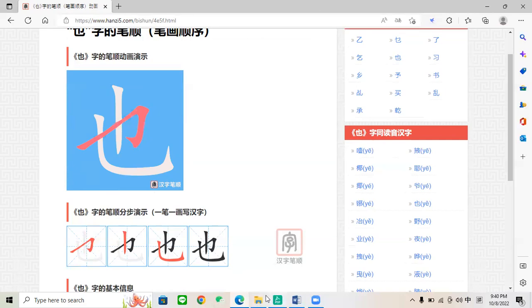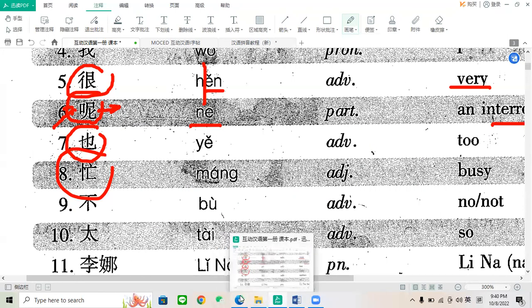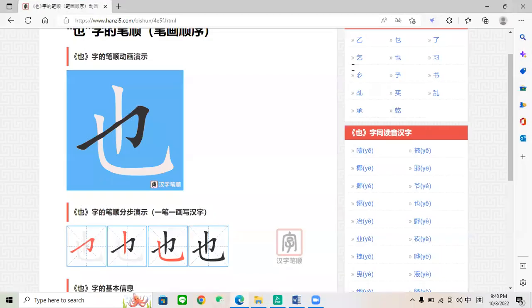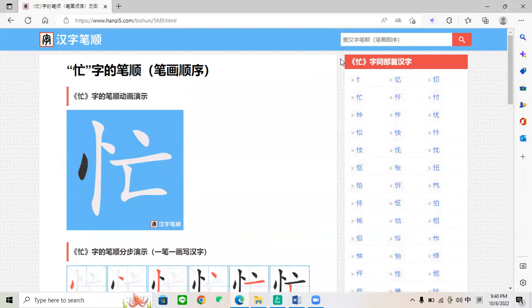So next one will be mang. Okay, mang, this one is very interesting. Let's take a look at the structure. Mang means busy, okay? The meaning is busy. Why is it busy? Why does this character indicate busy? Okay, let's take a look. So here is another radical we have to learn.